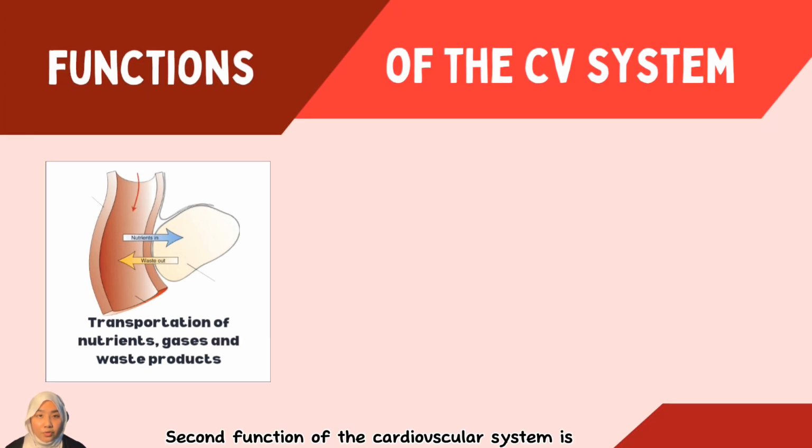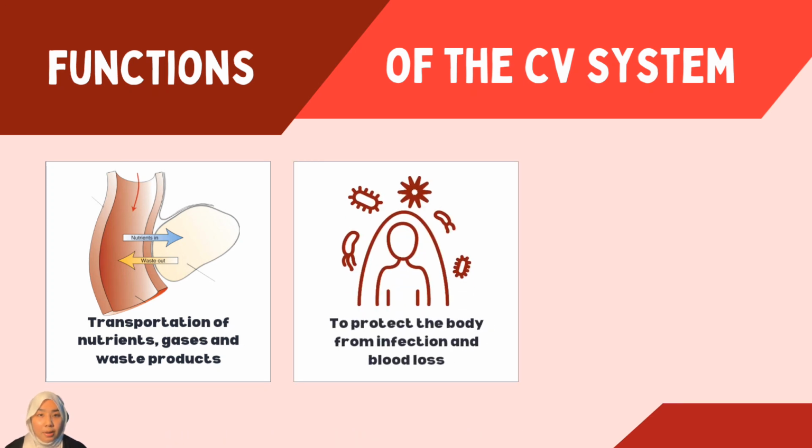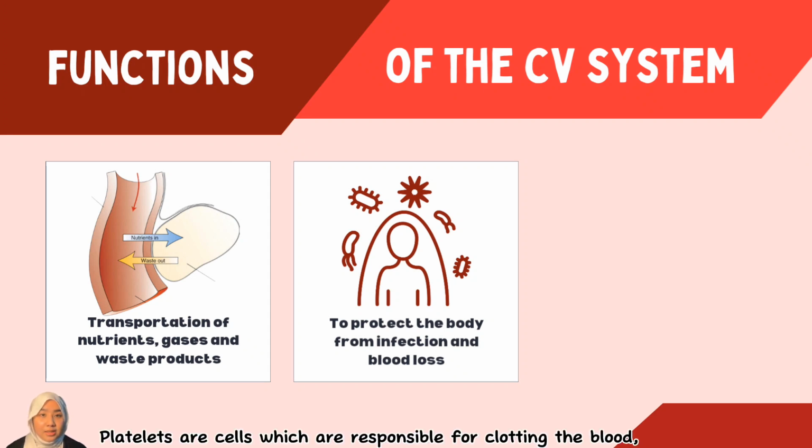The second function of the cardiovascular system is to protect the body from infection and blood loss. Blood contains 3 types of cells, which are red blood cells, white blood cells, and platelets. Red blood cells are responsible for transporting oxygen around the body to the tissues and organs that need it. The job of white blood cells is to detect bodies of infection and envelop and kill them. Platelets are cells which are responsible for clotting the blood. They stick to foreign particles or objects such as the edge of a cut.